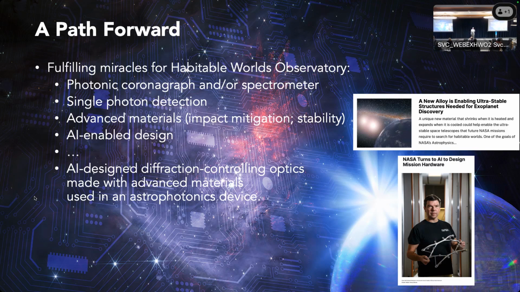Advanced materials are something which they're already demonstrating we can probably push towards. And some of the advanced materials include things like impact mitigation for micrometeorites, because you can make carefully designed little foamy structures that can stop amazing amounts of energy in very short spaces. And also ultra stability.